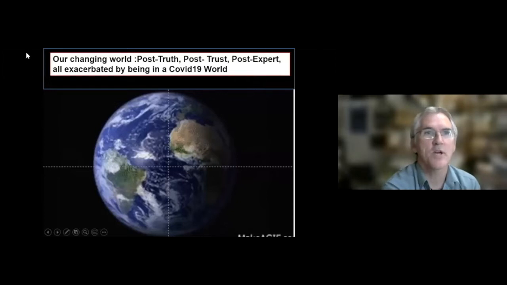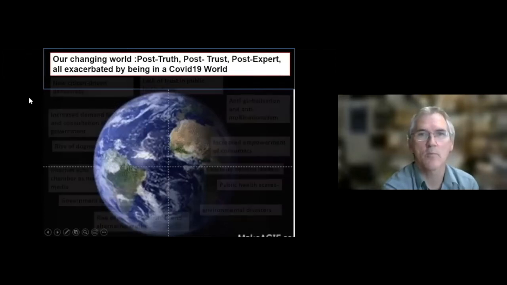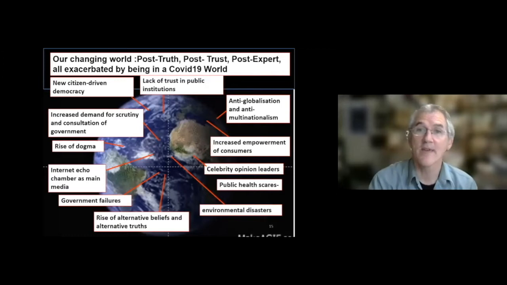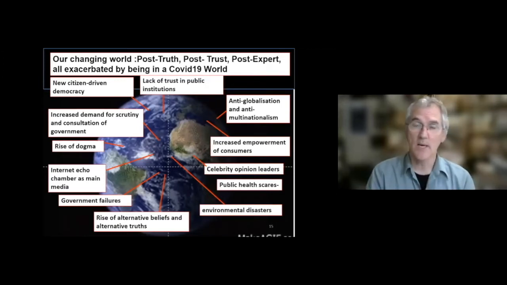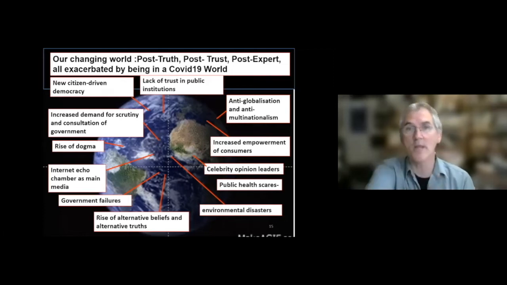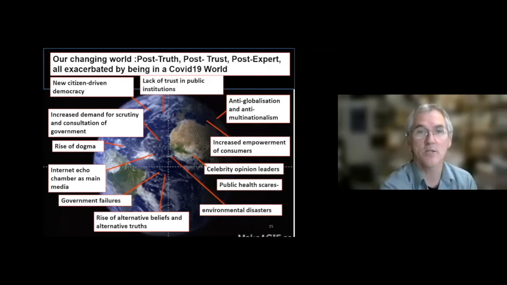So let's have a look at the shape of our changing world. What are we seeing in a post-COVID-19 world? This is the shape of our global environment. We have a lack of trust in public institutions. We see a lot of anti-globalization and anti-multinationalization, increased empowerment of consumers, celebrities becoming opinion leaders, a lot of public health scares. We see more environmental disasters. We see the rise of alternative beliefs and alternative truths to challenge existing beliefs and truths. Failures of government, the internet becoming an echo chamber, becoming the main media source, a rise of dogma, increased demand for scrutiny and consultation in governments, and new citizen-driven democracy. So it's a very complex environment we're working in with lots of people challenging truths and beliefs from each other.